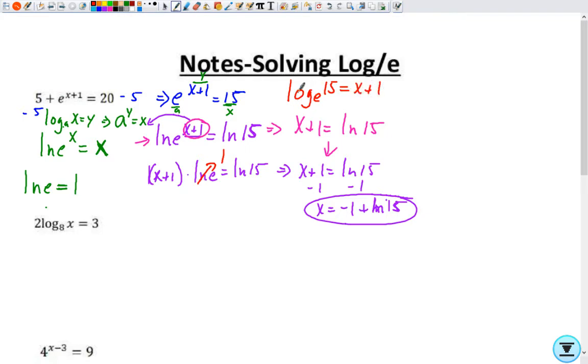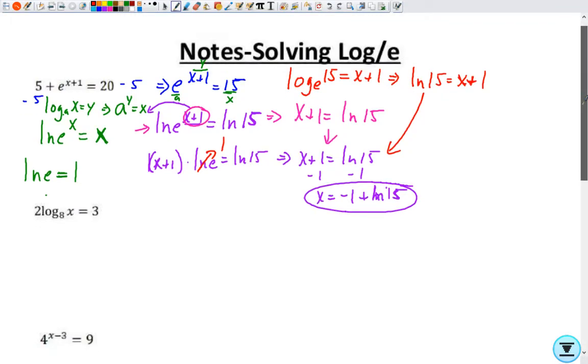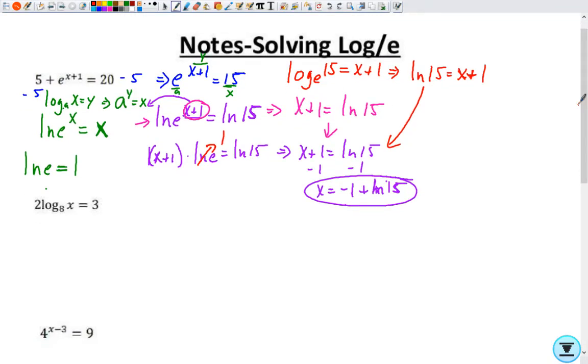And remember, log base e is the natural log, so you would have been left with the natural log of 15 equals x plus 1. And then of course that leads us back to here. So three different ways of thinking about this problem, all leading us back to the exact same answer. And that's one of the best things about mathematics, that you don't have to do it just one way. There's going to be a bunch of different ways. So however you see it, that's the way you should do it.